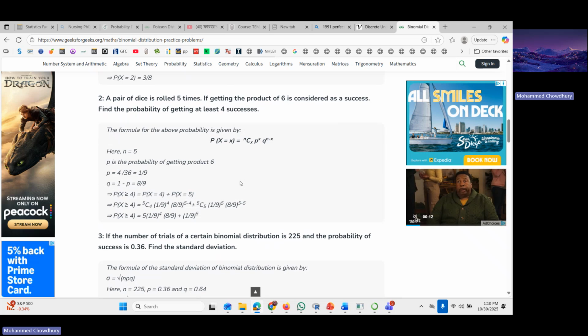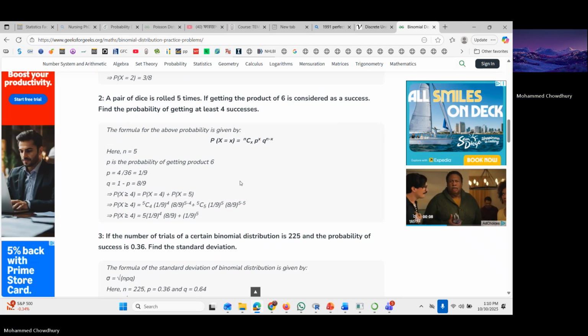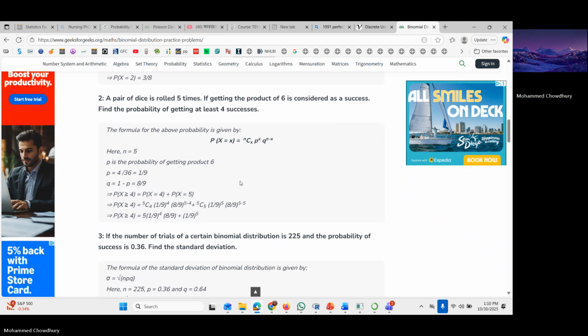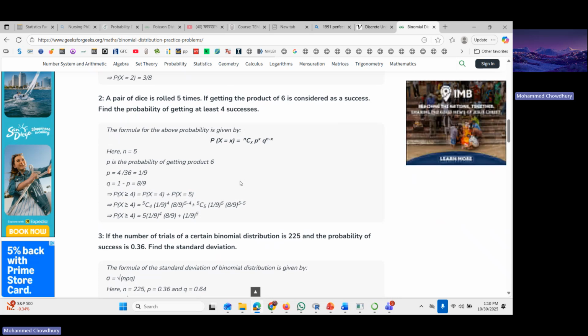Now what do I want? At least 4 successes. We find the probability of getting at least 4 successes. At least 4 successes means 4 or 5. It is tossed 5 times, so I could get 5 successes that way.